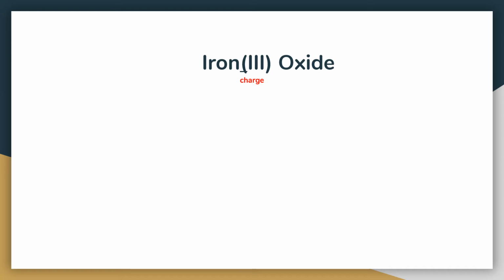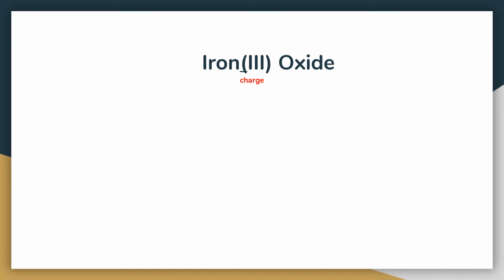A lot of times, transition metals have different types of charges. Iron sometimes has a positive 2 or a 3 positive charge. So our Roman numeral actually tells us the charge of the iron within this compound. Your non-metal is the oxygen, and once again, that ends in "-ide".